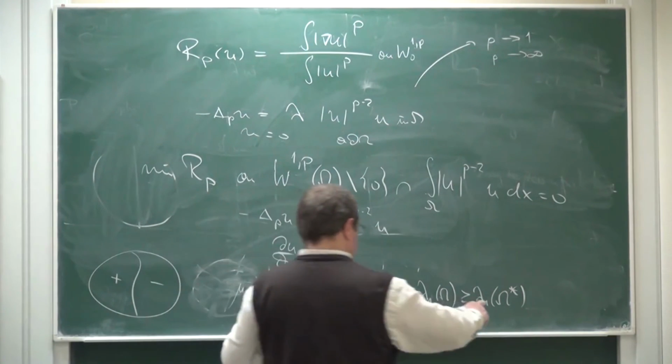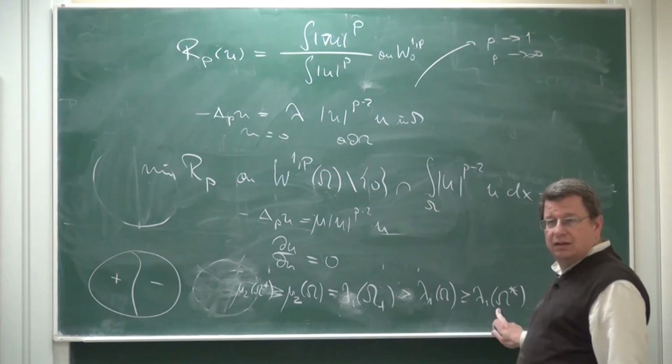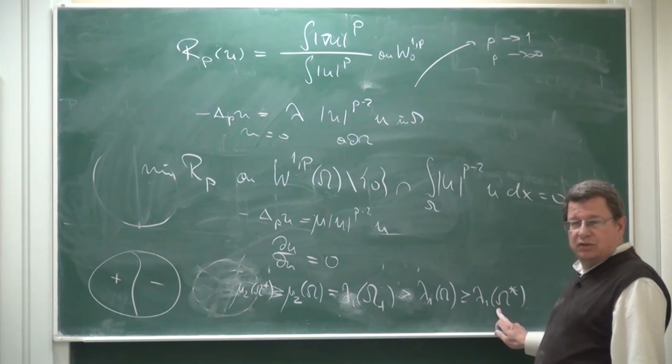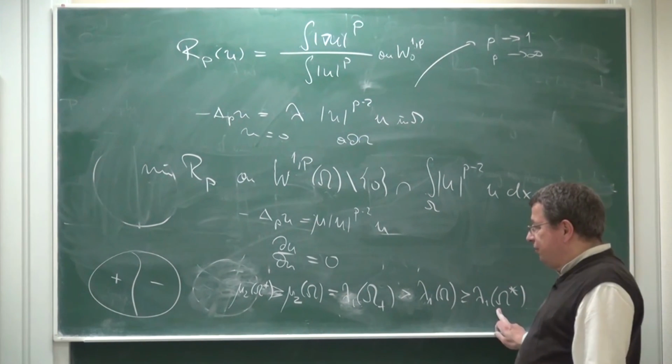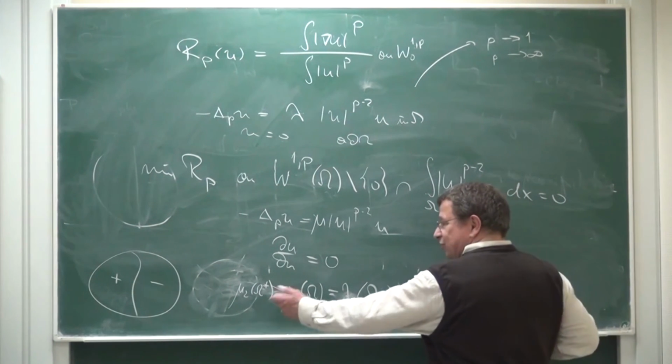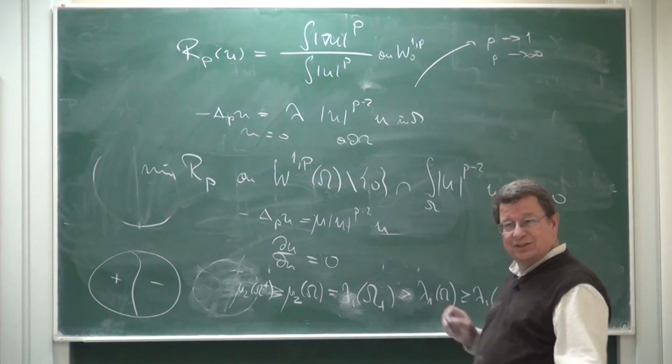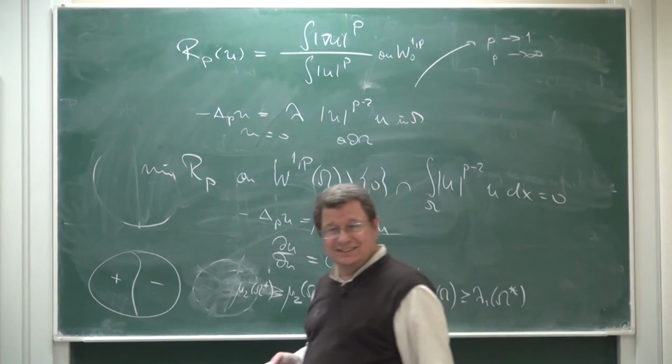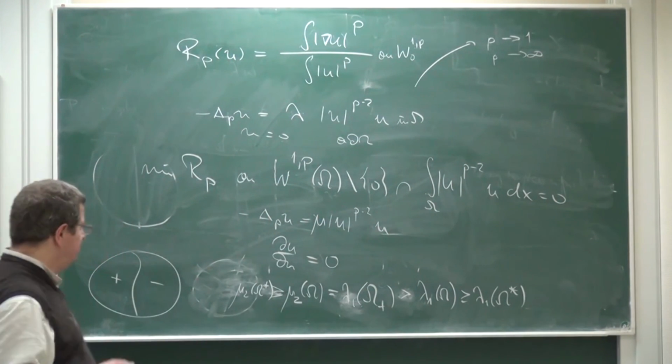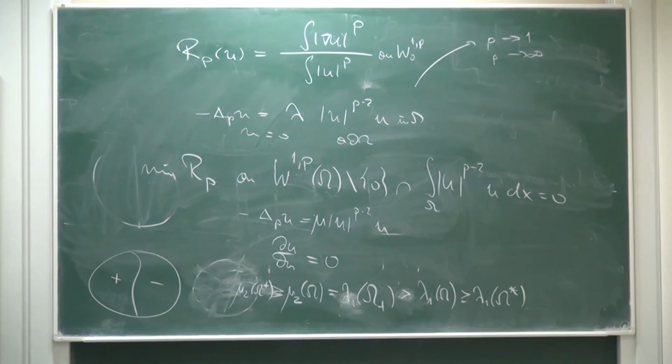But these eigenvalues are explicitly known. They are zeros of some Bessel functions. And unfortunately, they do not satisfy this chain of inequalities. They satisfy the opposite one. So that's a contradiction.